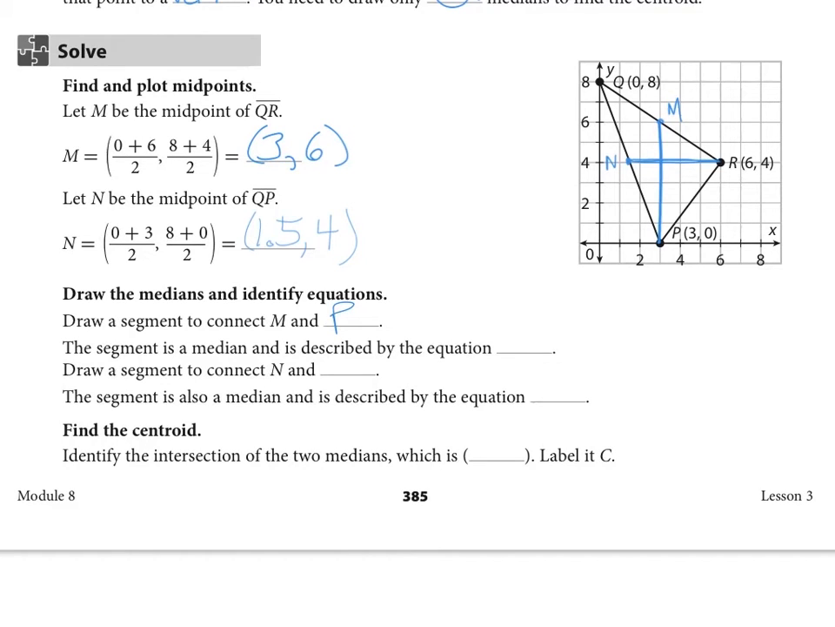And that equation is the vertical line. So it's got to be an x equals, remember. And what does x equal on that line? X equals 3.